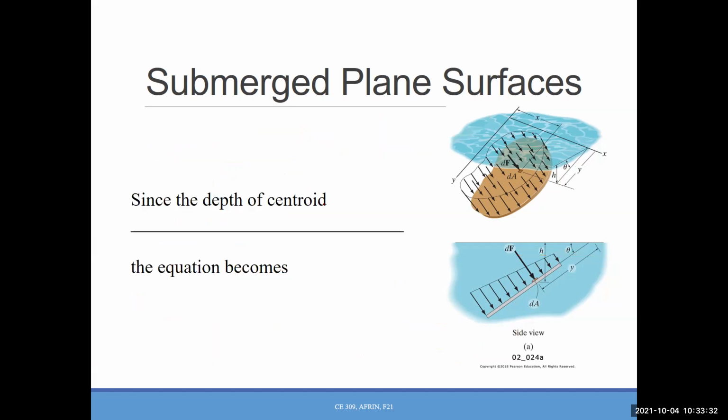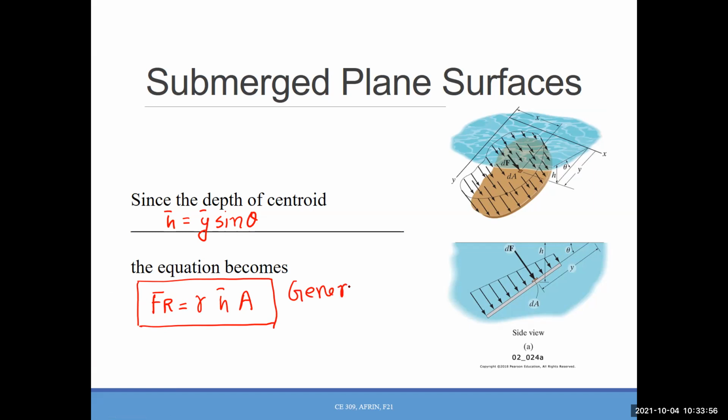Okay. So since the depth of the centroid here will be h sine theta, the resultant force on submersion is gamma h bar A.